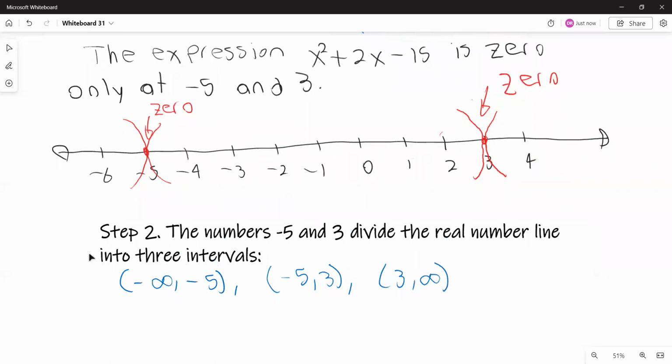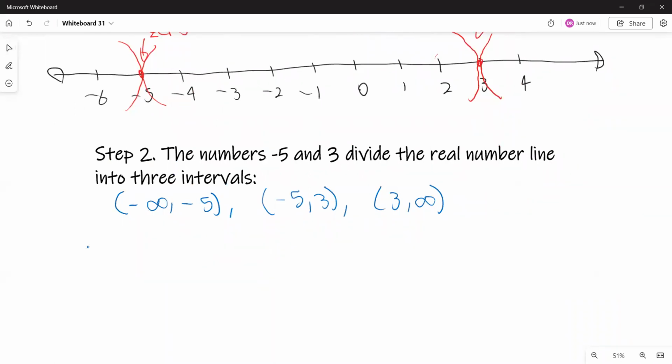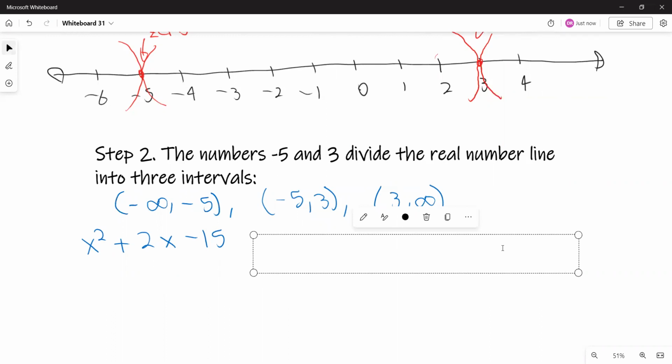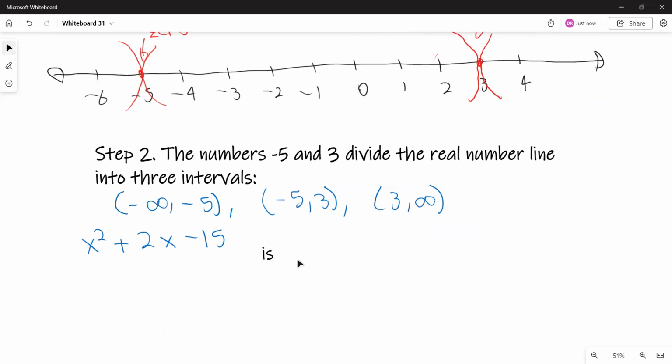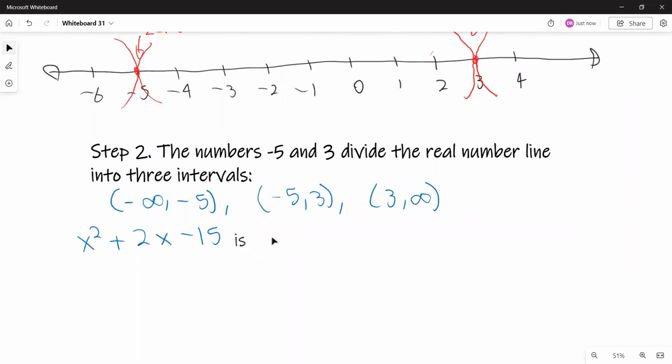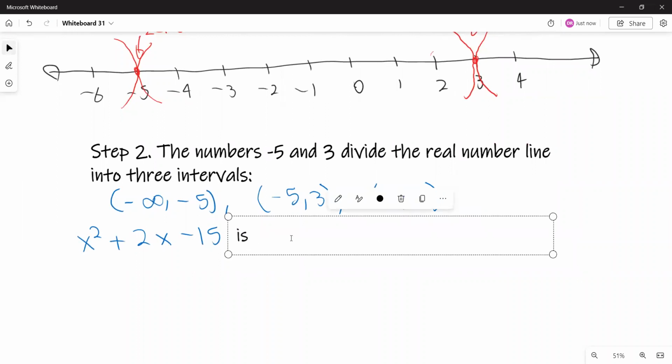And the expression x squared plus 2x minus 15 is always positive or always negative inside these intervals. And at 0, it may change sign. So we need to test the values. So this is always positive or always negative in these intervals.